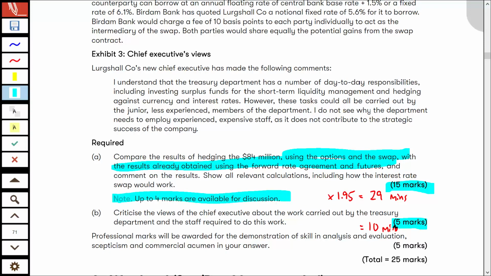Part B is fairly clear. We have to criticise some views, which are given in Exhibit 3. In this debrief, we're going to focus mainly on Requirement A. And in Requirement A, we're going to start off by looking at interest rate options.